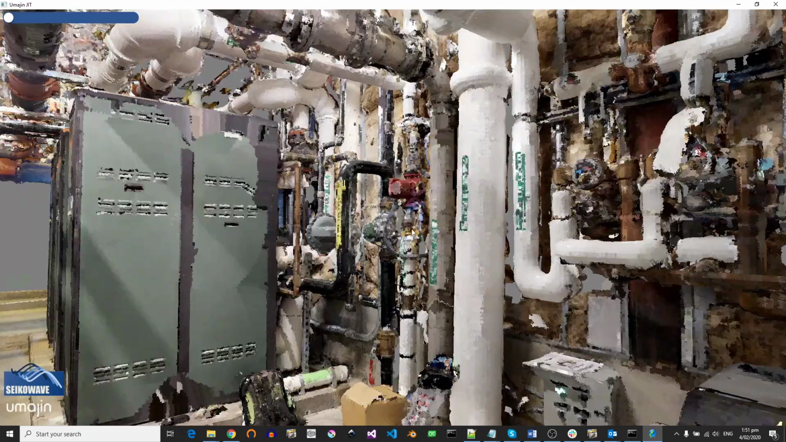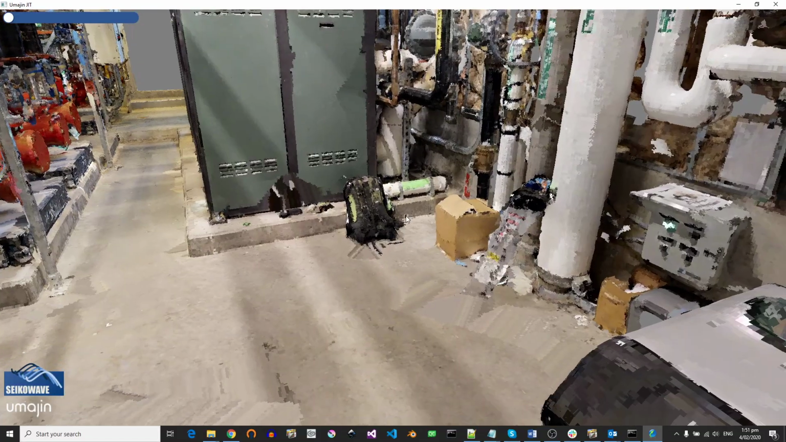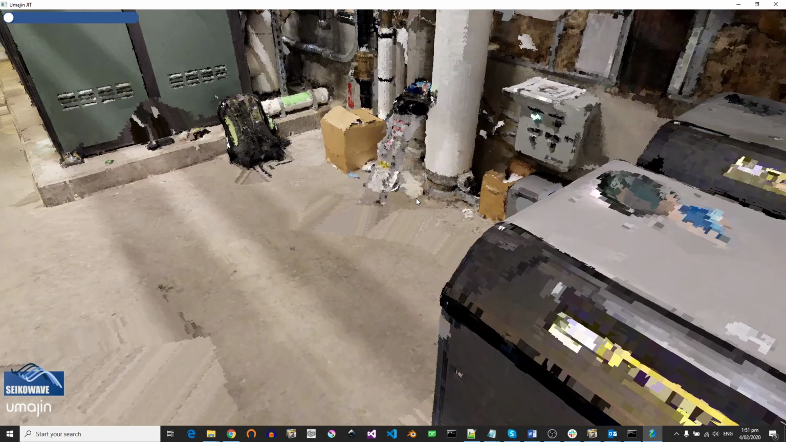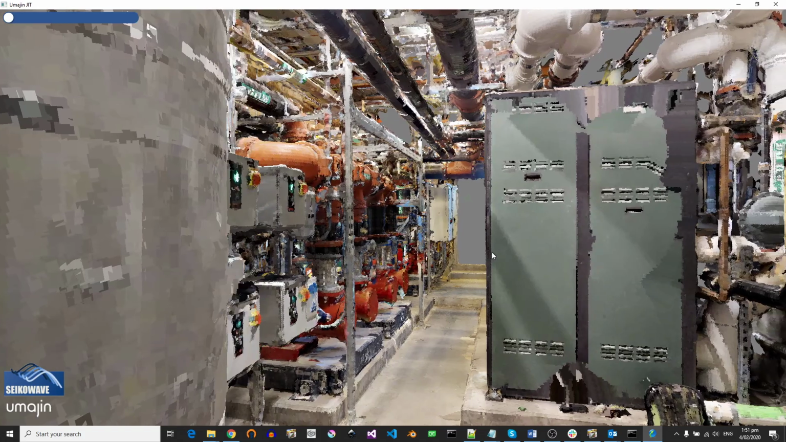But certainly you get a sense of, there's someone's backpack on the ground. Here are the various machines, here are the various pumps.